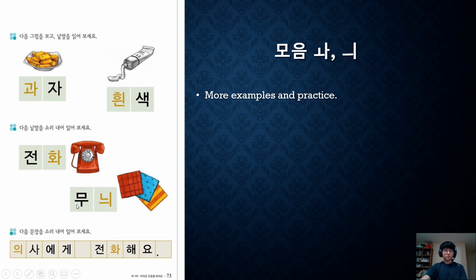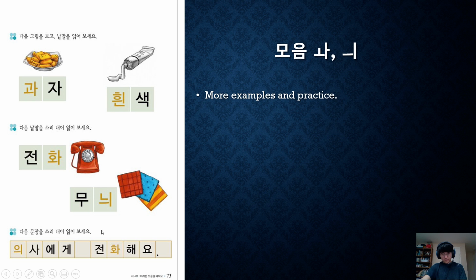Let's look at this one. 무 and then 늬. 무늬. What's 무늬? 무늬 means patterns. So patterns on your shirt, patterns on the wall, patterns on your desk maybe, patterns on your blanket, anything. 무늬 is patterns. 전화, 무늬, 과자, 흰색. Snacks, white. Telephone, patterns.